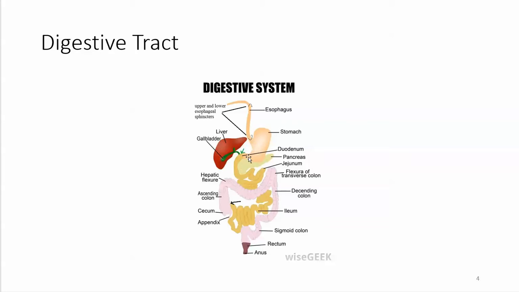The pylorus, which is right here, is the furthest part of the stomach that connects to the duodenum. From there, it goes into the small intestine. There are 3 sections of the small intestine: the duodenum, jejunum, and ileum.